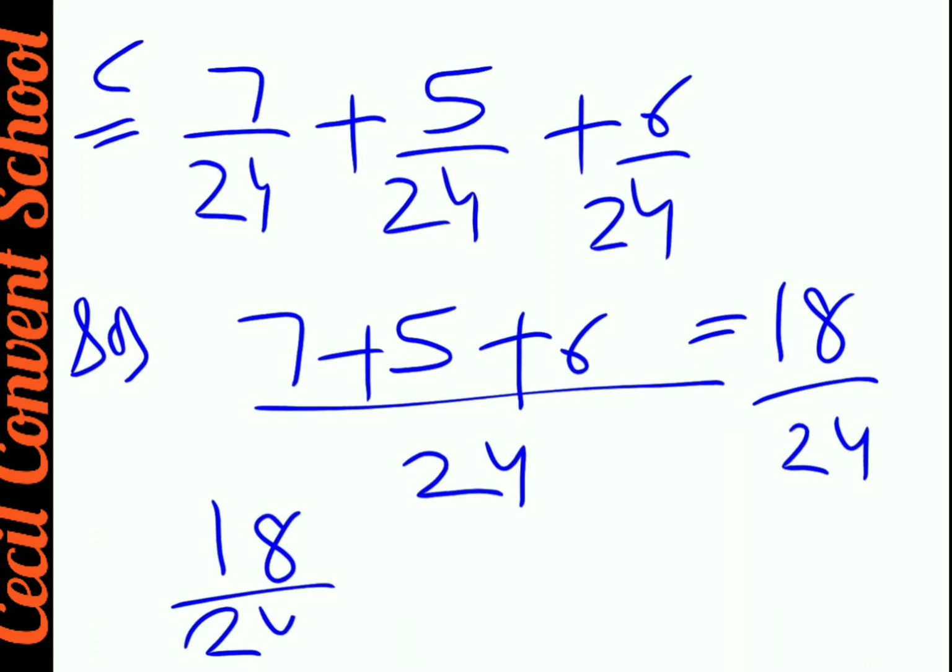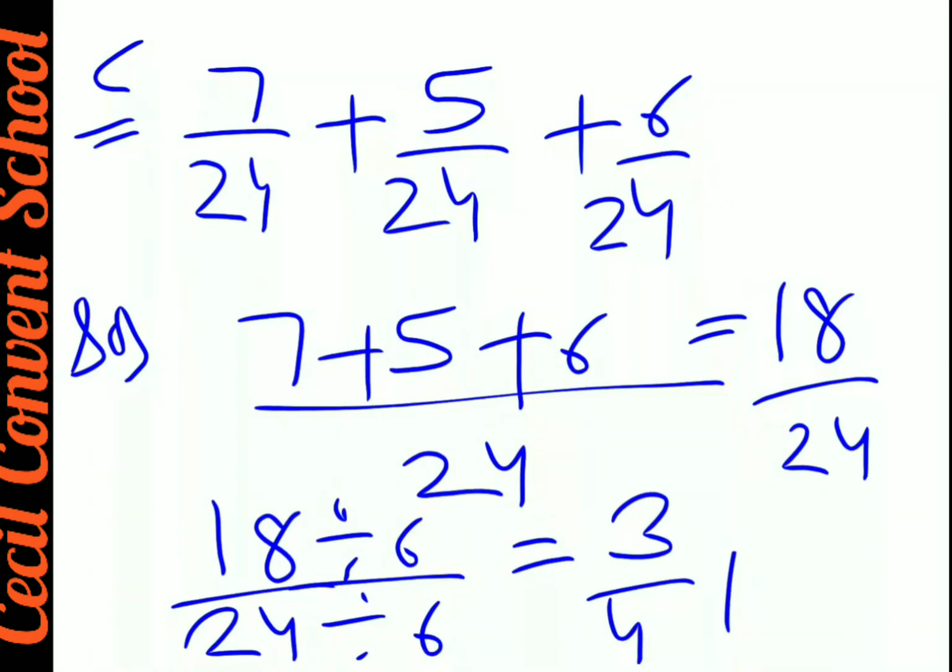We always take the highest common factor, that is 6, because highest is 6. So in the 6 table, 18 and 24 both come. So the answer will be 3 by 4. Clear? Now we do D part.